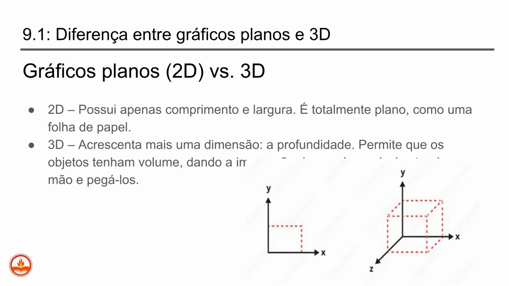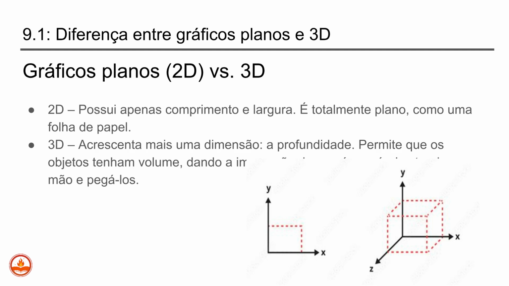Let's first go over the difference between flat and 3D graphs. Then later on in the lesson, we will go over what flat graphs are and what 3D graphs are. And we will look at some examples of 3D graphs such as cuboids and spheres. Let's start with the difference between them.